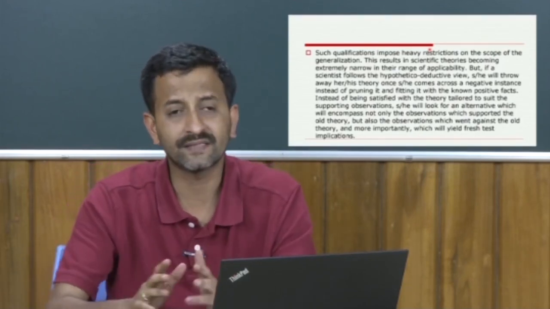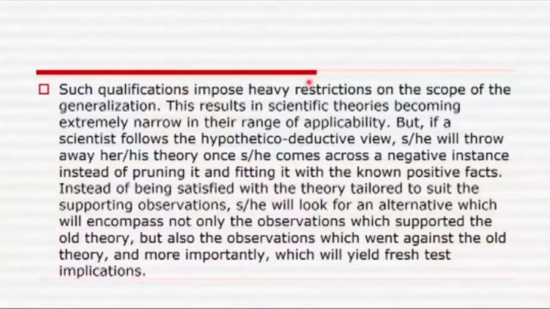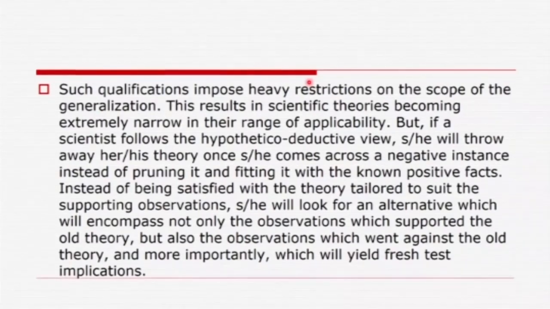And such qualifications impose heavy restrictions on the scope of the generalization. The result is scientific theories becoming extremely narrow in their range of applicability. But if a scientist follows the hypothetico-deductive view, she or he will throw away her or his theory once she or he comes across a negative instance, instead of pruning it and fitting it with the known positive facts. Instead of being satisfied with the theory tailored to suit the supporting observations, she or he will look for an alternative which will encompass not only the observations which supported the old theory, but also the observations which went against it, and more importantly, which will yield fresh test implications.